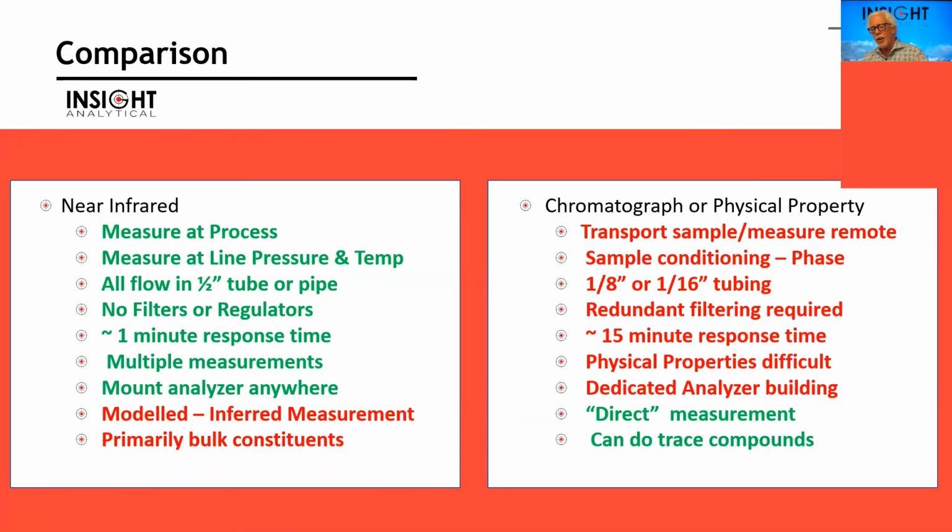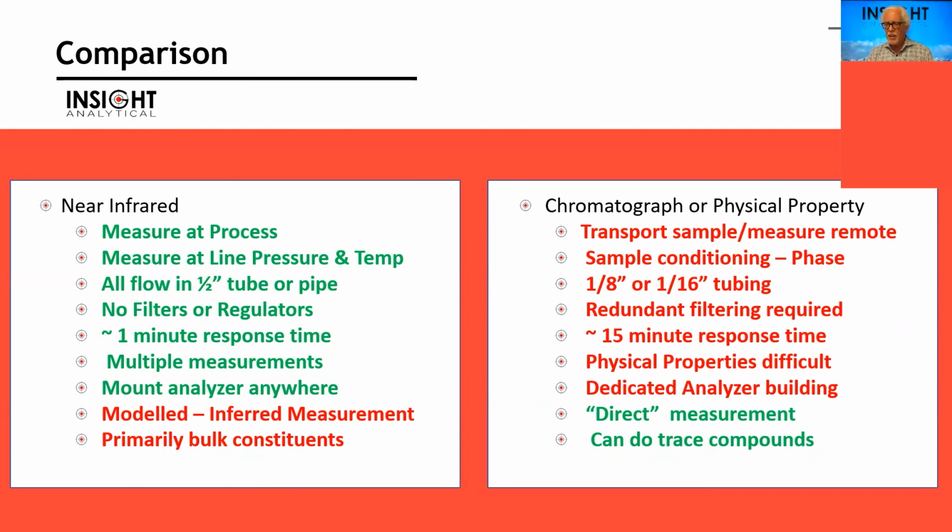The NIR, we can run everything in half-inch tubing or pipe with no filters or regulators. Those are items that may plug. Most physical property analyzers were running on 1/8" and 1/16" tubing, redundant filtration. A lot of controls have to be put around it. A lot of opportunities for things to go wrong. We have faster response time with the NIR, and we can do multiple measurements. We can do vapor pressure, chemical composition, API gravity, all off of a single sample. Can mount the analyzer anywhere we want it to be, rather than dedicating a single analyzer to an analyzer building that is needed for that device.